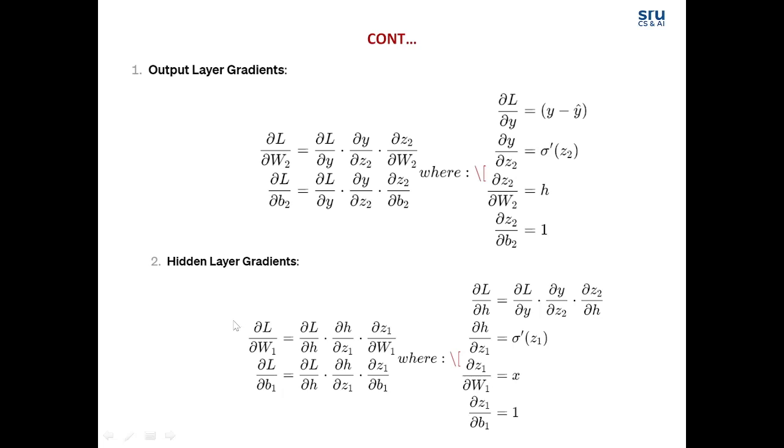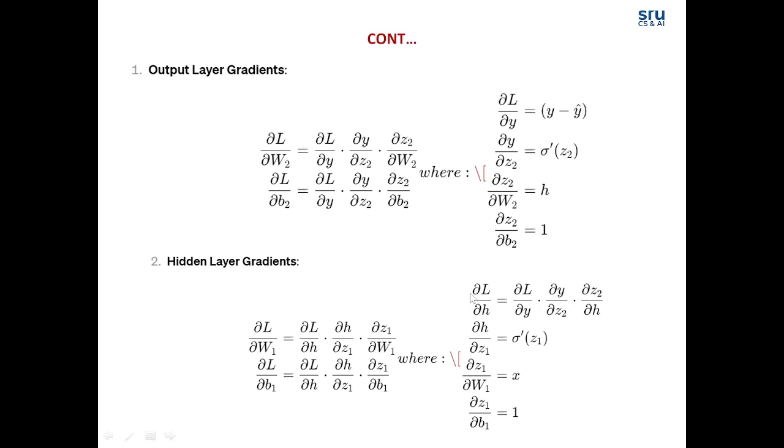Then we have the hidden layer gradient. In the hidden layer gradient, we need the partial derivative of loss with respect to W1 and the partial derivative of loss with respect to b1. So here, the partial derivative of loss with respect to h, into the partial derivative of h with respect to z1, and the partial derivative of z1 with respect to W1.